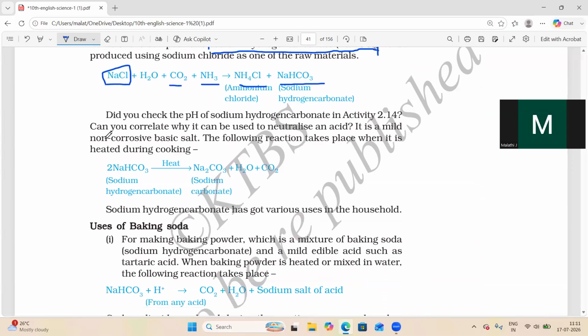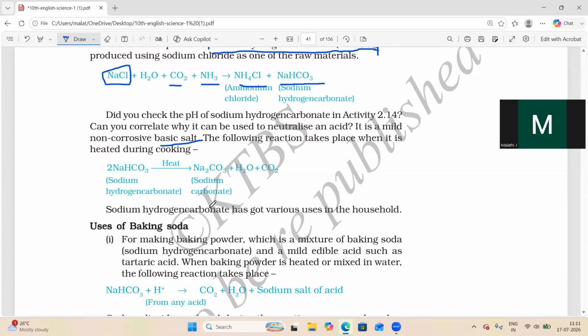Did you check the pH of sodium hydrogen carbonate? Do you know the pH of this soda? It neutralizes an acid, so we will use this soda because it is a base. If you take sodium hydrogen carbonate and heat it, what will happen? Again, we will get sodium carbonate plus H2O plus water.